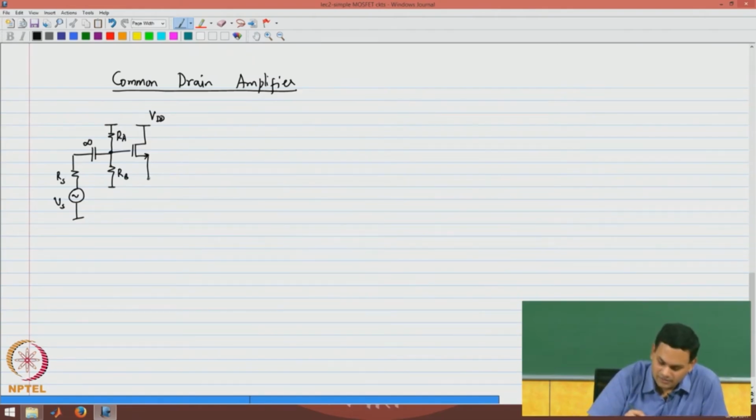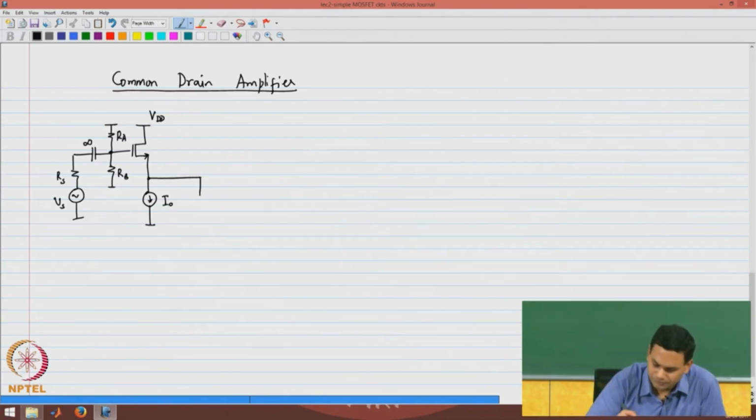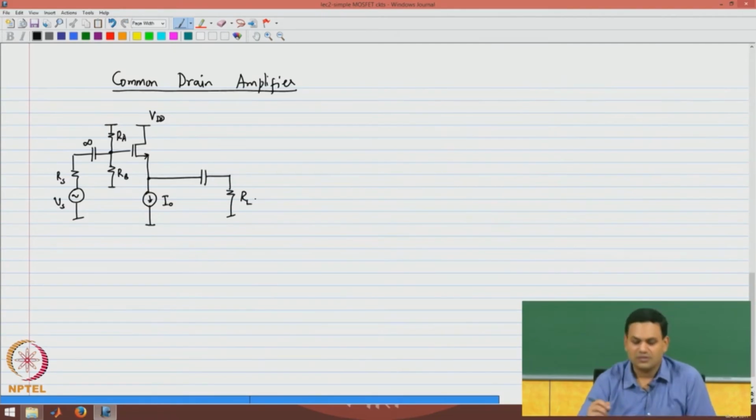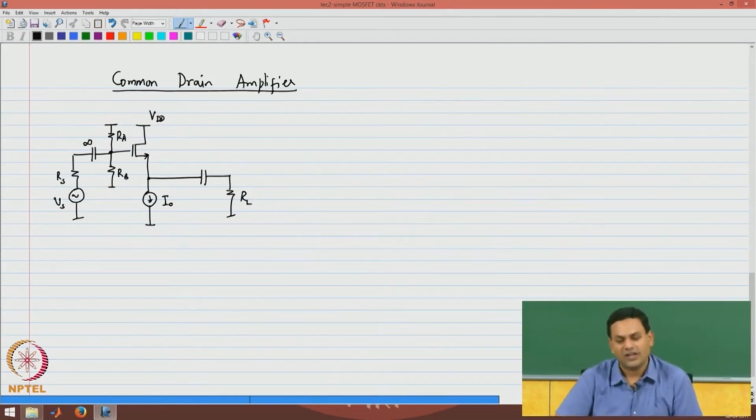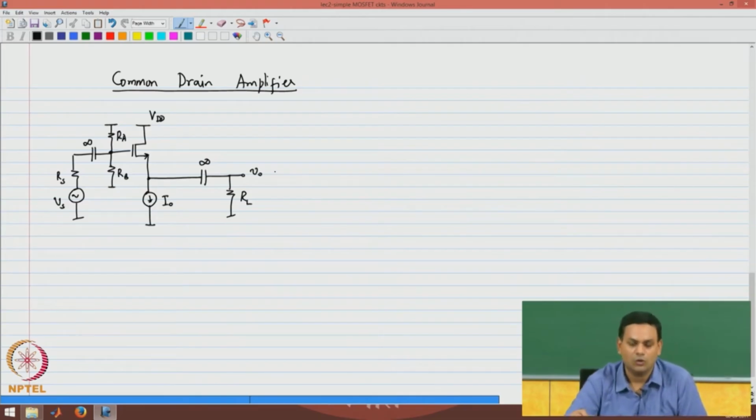At the source terminal, you have a current source that sets the bias current through the transistor, and since very often you do not want DC current through the load, you have an infinite capacitor at the output side also, and the output is taken across the load resistance RL.